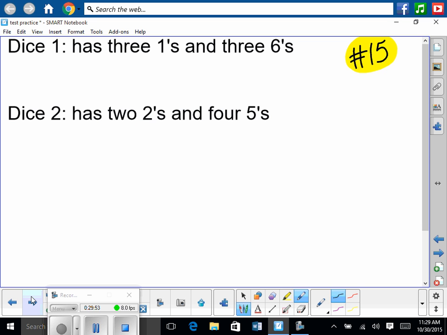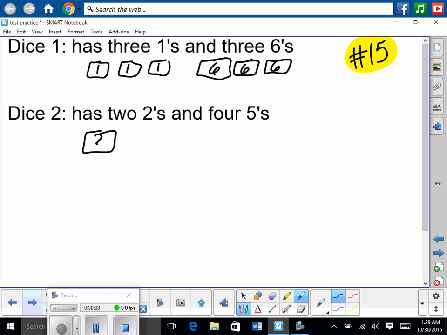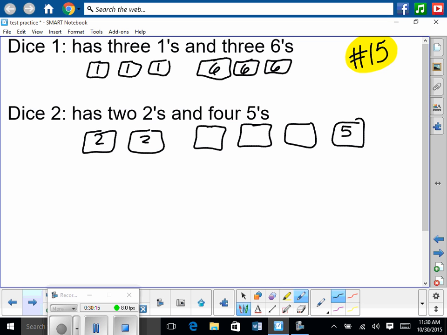So with this one, I don't know, it threw people off, but dice 1 has 3 ones. So if we need to do that, 1, 1, 1, and 3 6s. So there's a 6, and a 6. Okay. And then dice 2 has 2 2s and 4 5s. 1, 2, 3, 4 5s. Okay. So now look, there's 6 total here, and there's 6 total here.